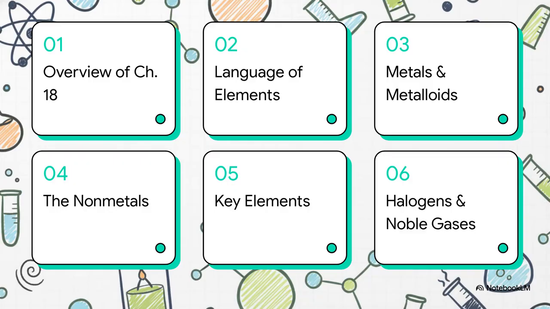So here's what we've got on tap. We'll start with a quick overview, then we'll hit the essential vocabulary to make sure we're on the same page. After that, we'll take a tour through the metals, metalloids, nonmetals, and finish up with those interesting groups at the very edges of the periodic table.